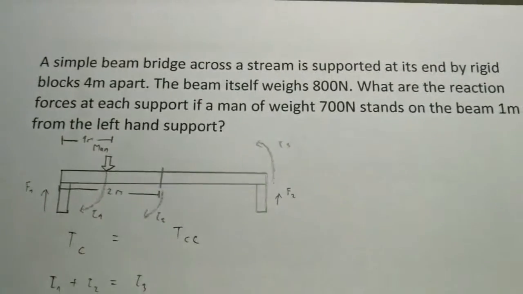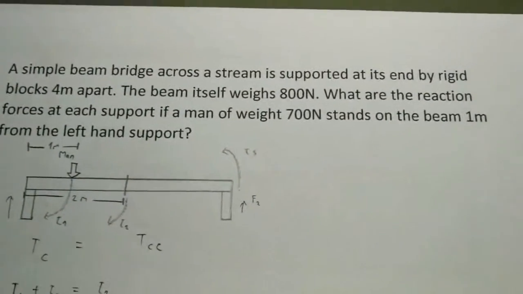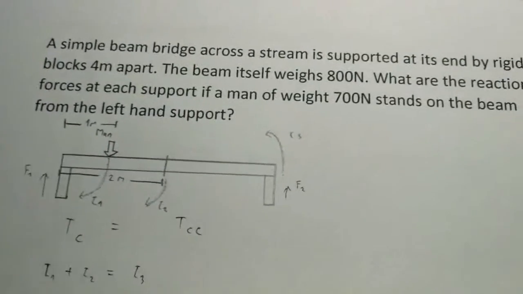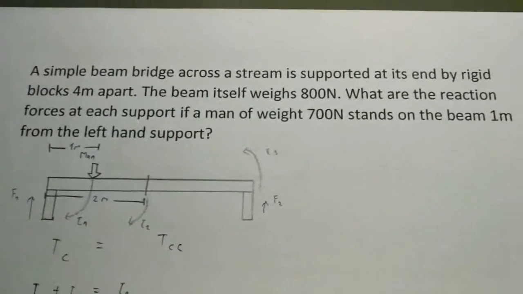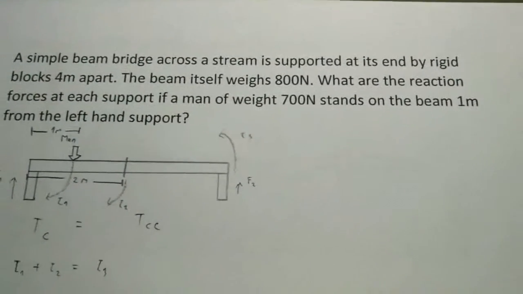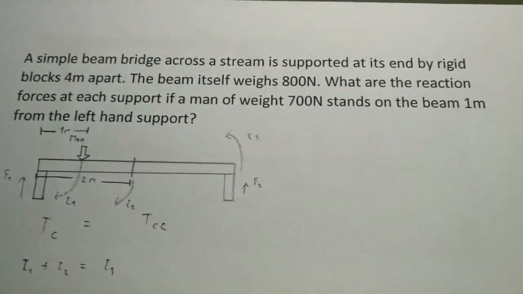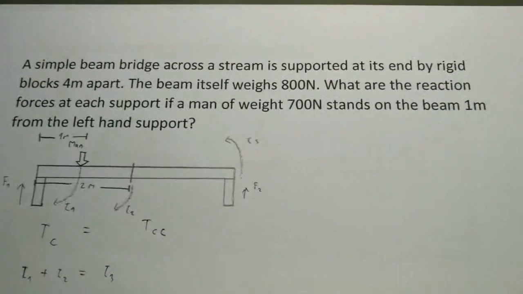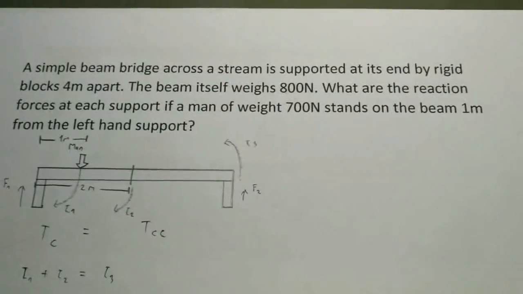A simple beam bridge across a stream is supported at its ends by rigid blocks 4 meters apart. The beam itself weighs 800 Newton. What are the reaction forces at each support if a man of weight 700 Newton stands on the beam 1 meter from the left-hand support?